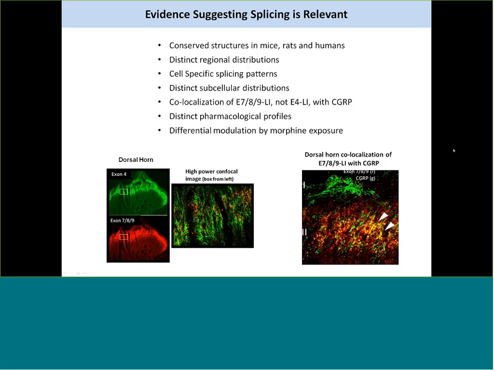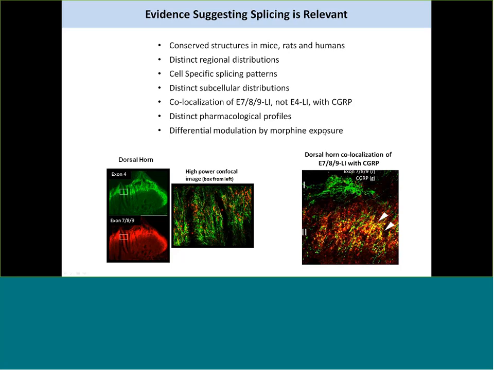Similarly, if you use an epitope to pick up exon 7, 8, 9, it too is located in the dorsal horn. However, when you look at high power using confocal microscopy, what you can see is that they are not expressed in the same cells. As you can see, the red dots and the green dots are basically separate. We see no evidence of yellow. They have different pharmacological profiles, which I'll show you in some of the models that I'll present later. And they have differential modulation of morphine exposure.